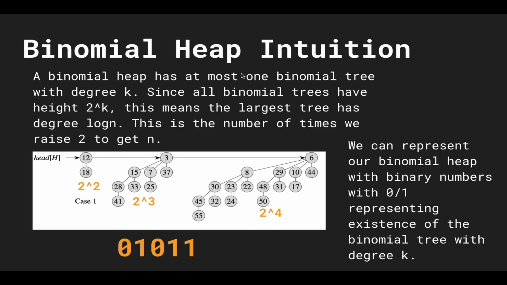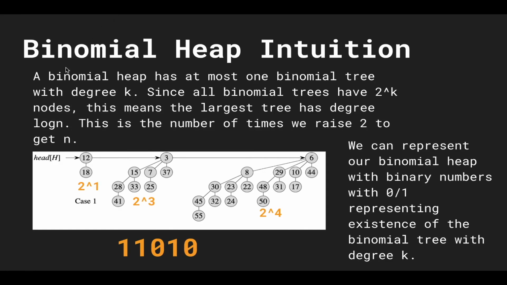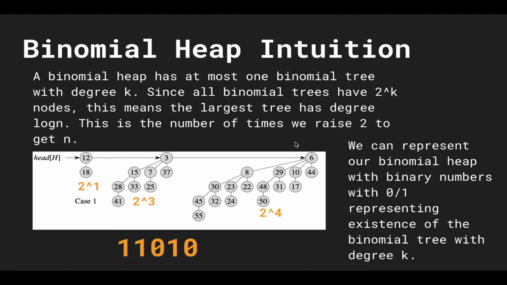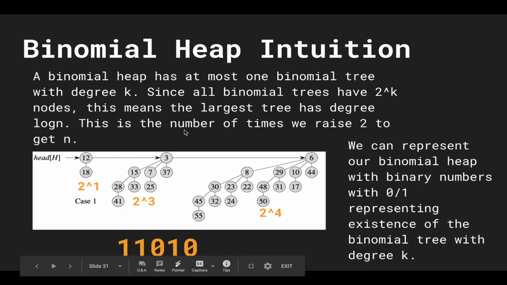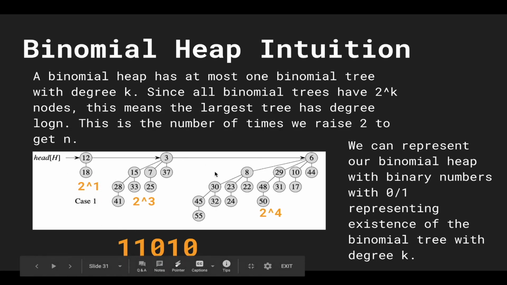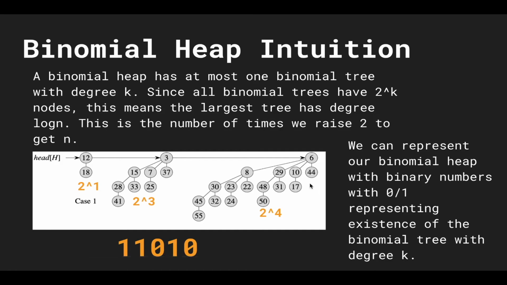So there's never any two binomial trees of the same degree k. So here's the real intuition behind binomial heaps and why they are efficient. A binomial heap has at most one binomial tree with degree k. We know that because that's the property that we've created for binomial heaps. So here's the intuition of why we're using binomial heaps, and this will tie into how the merge operation is conducted with binomial heaps. Remember from our second property, that a binomial heap has at most one binomial tree with degree k. So here is an example of a binomial heap, and we have at most one binomial tree for any degree k. So we have a tree of degree 1, degree 3, and degree 4.